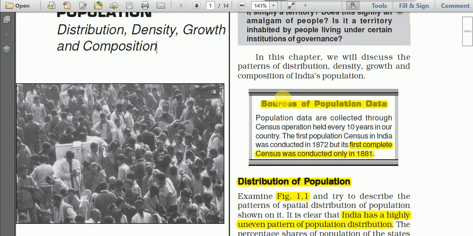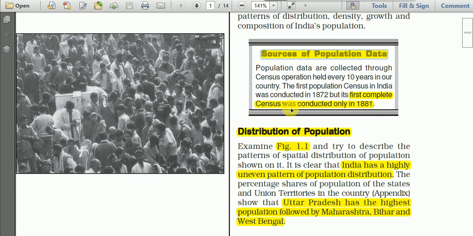After this we have important information in the book. See here in the box, sources of population data in India. Population data are collected through the census operation held every 10 years in our country. The first population census in India was conducted in 1872, but its first complete census was conducted only in 1881. Okay, the first complete census of India was conducted in 1881.